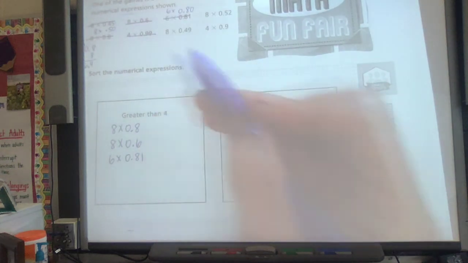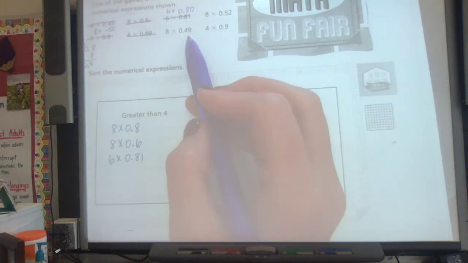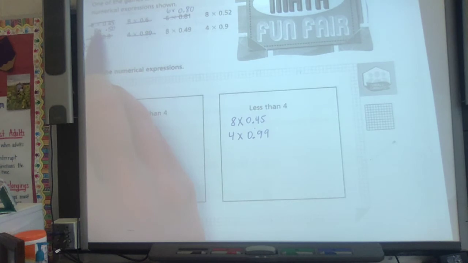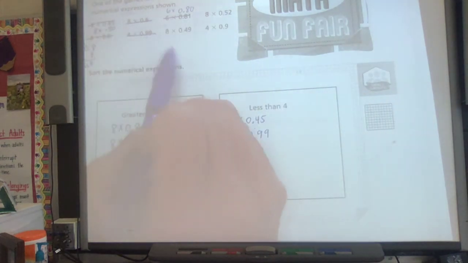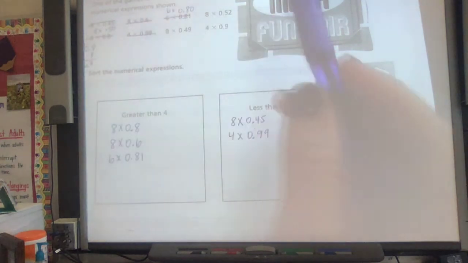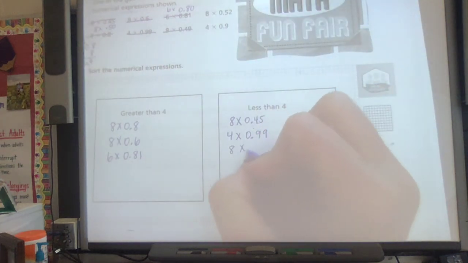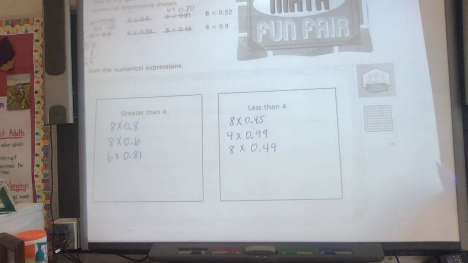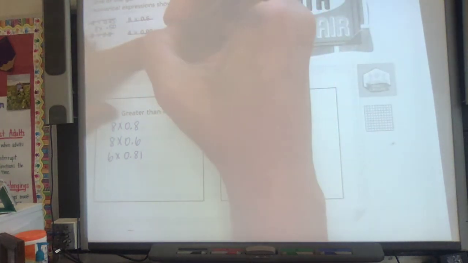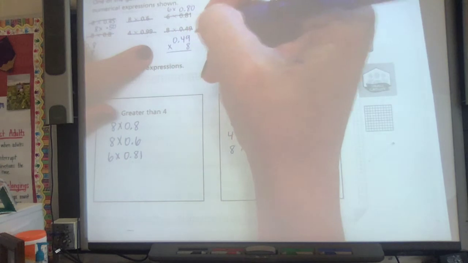All right, now we have 8 times 49 hundredths. Well, I can't help but look back here again. I had 8 times 45 hundredths. I knew that that was less because I know 5 tenths or 50 hundredths would be exactly 4. So again, this is going to be less because it's less than that. But I'm repeating myself, I know. Work it out if you're not sure.